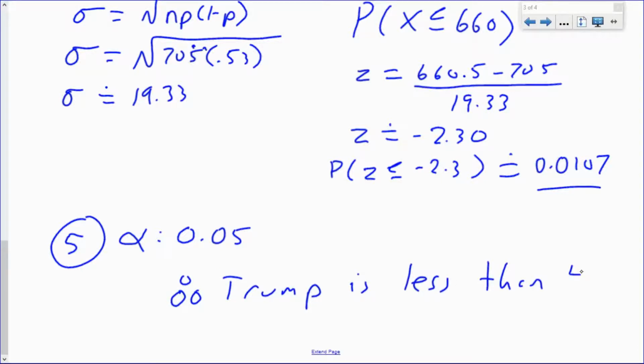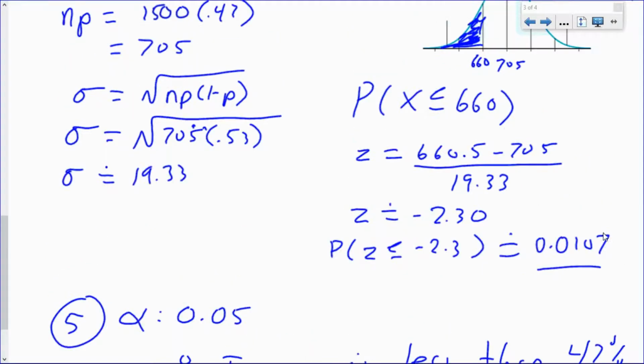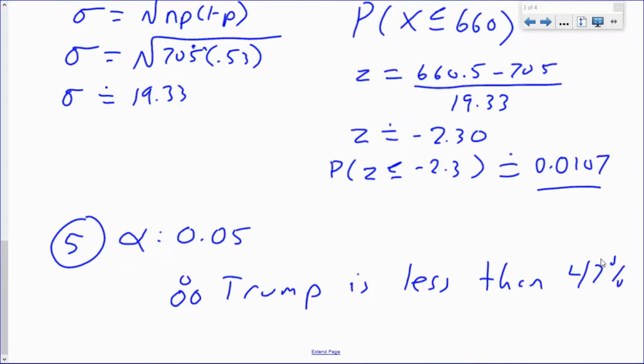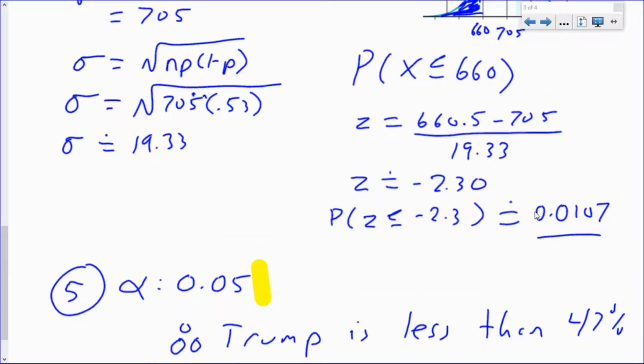Why? Well, because if his support was only 47%, then the probability of getting only 660 people out of 1,500 choosing him in this survey is a little over 1%. That would happen by chance. So we can be confident. This is our significance level: we were okay with a 5% chance we were wrong, with a 95% chance that our conclusion is correct. Notice if we had set our significance level at 0.01, we would have just missed it.